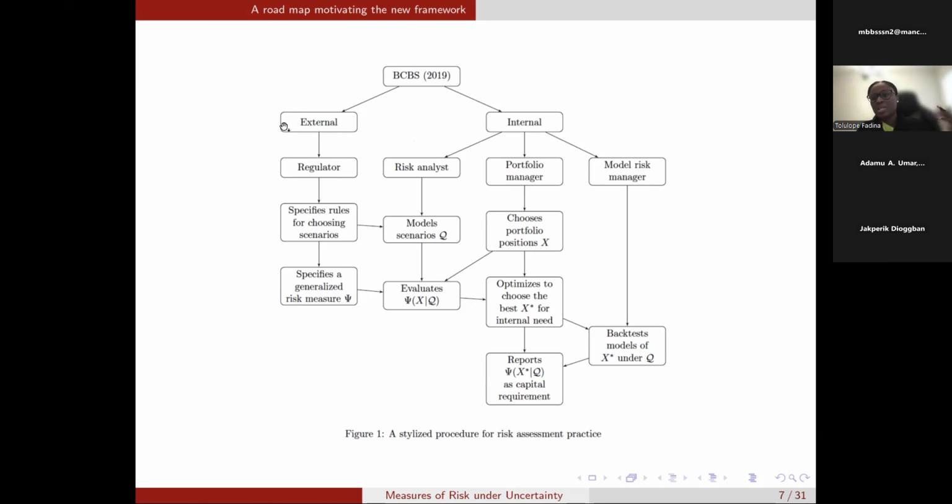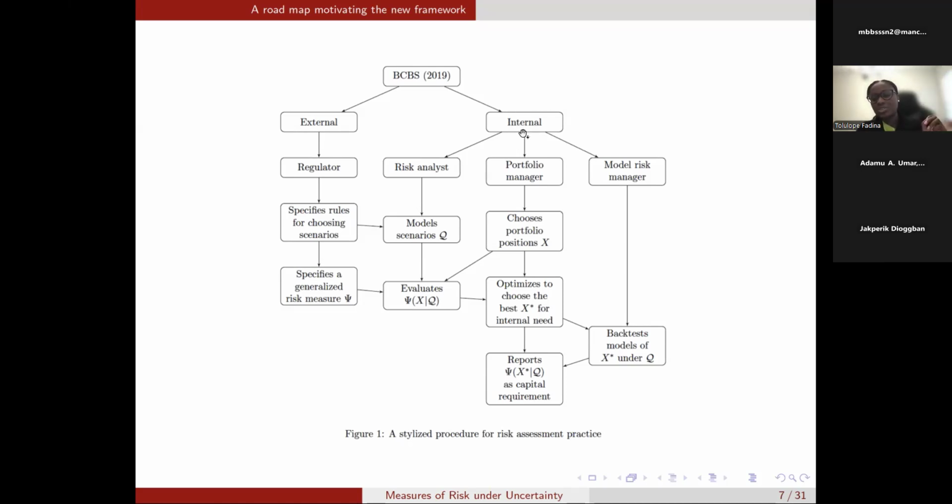So for example, think about the banking sector. You can think about the central bank as the regulator for other banks in a particular country. So the internal here is the financial institution. Now, the external is a regulator. What do they do? It's kind of similar to the example that I gave earlier. They specify the rules for choosing the scenario, and then they specify the risk measure. So for example, they tell every bank to compute an expected shortfall of 97.5% of their portfolio. So they specify the rules.